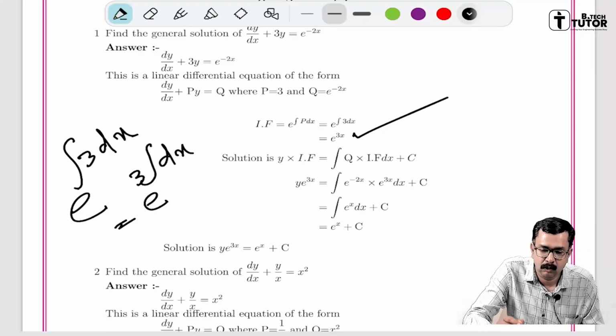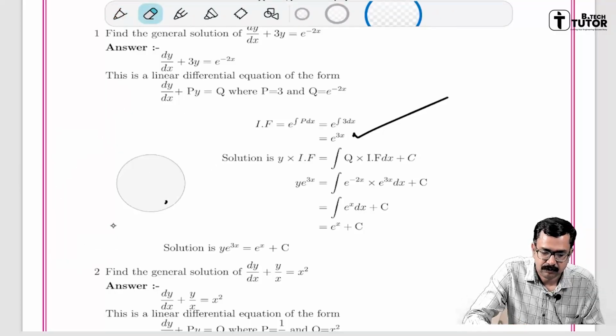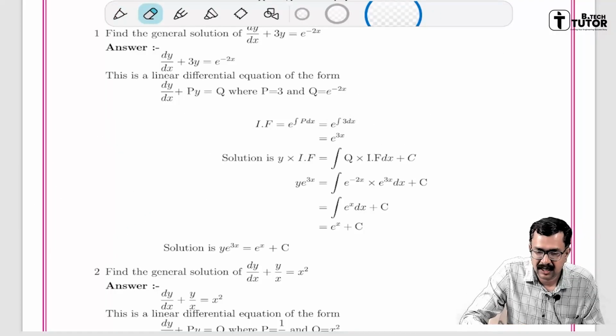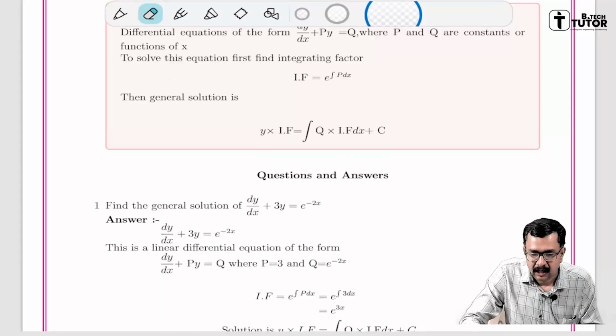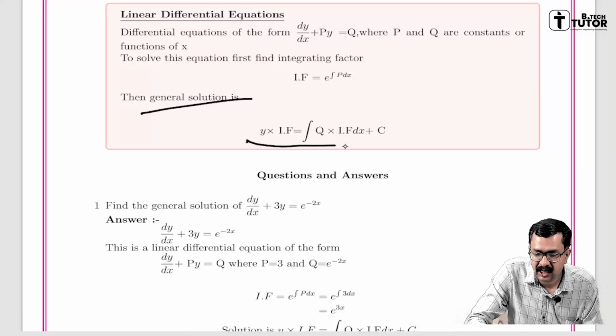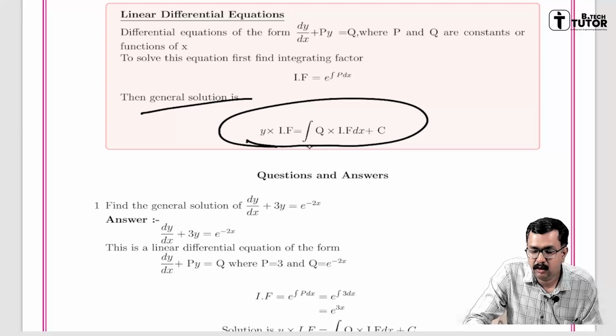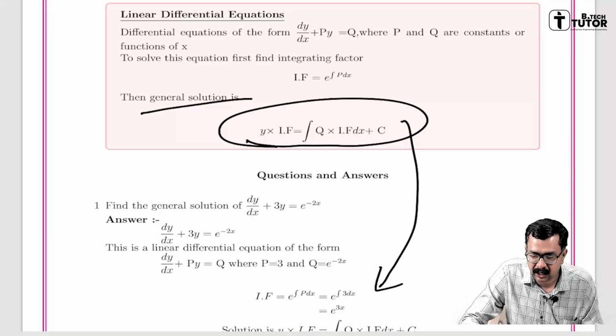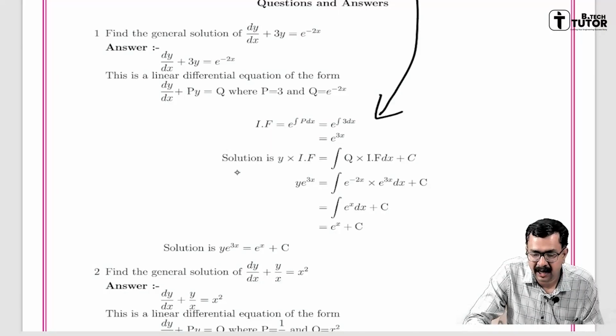Now we can move to our next step. The IF is ready. Then listen. What is the general solution? The general solution is y into IF equal to integral of q into IF dx plus c. Now we are applying this equation. Then the solution is y into IF equal to integral of q into IF dx plus c.